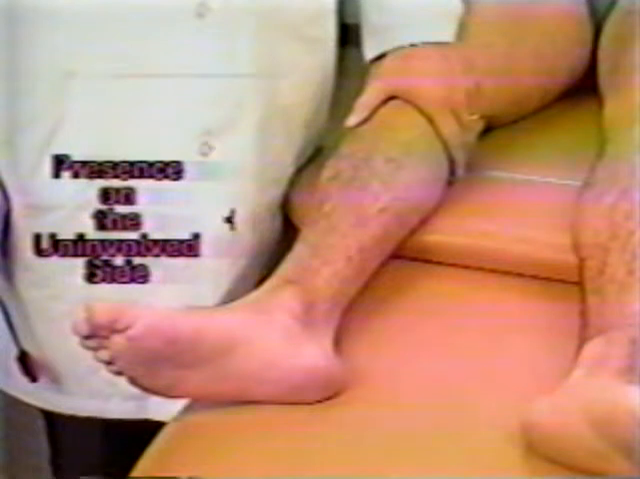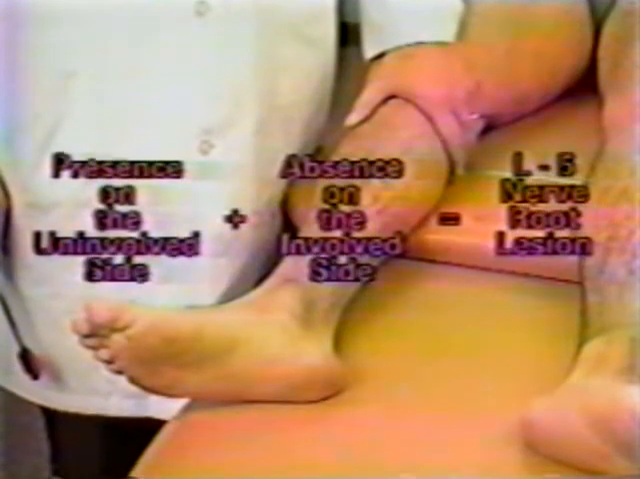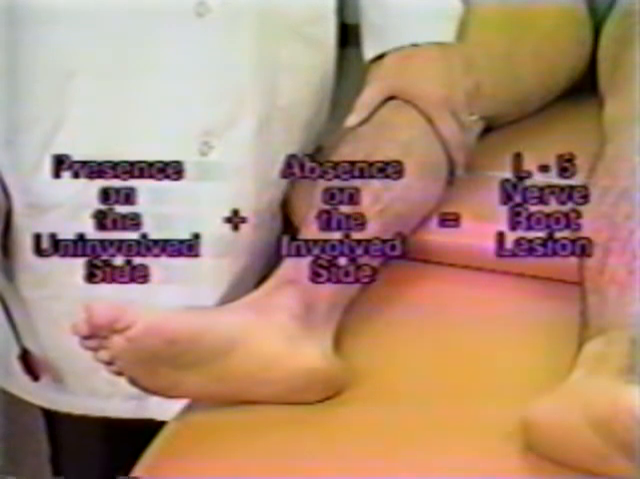However, presence on the uninvolved side and absence on the involved side is excellent evidence for an L5 nerve root lesion. I have found that frequently reinforcement is necessary in order to elicit this reflex. Medial hamstring reflex. The medial hamstrings can also be tested, but it is probably not an isolated L5 nerve root reflex because of its multiple root innervation.